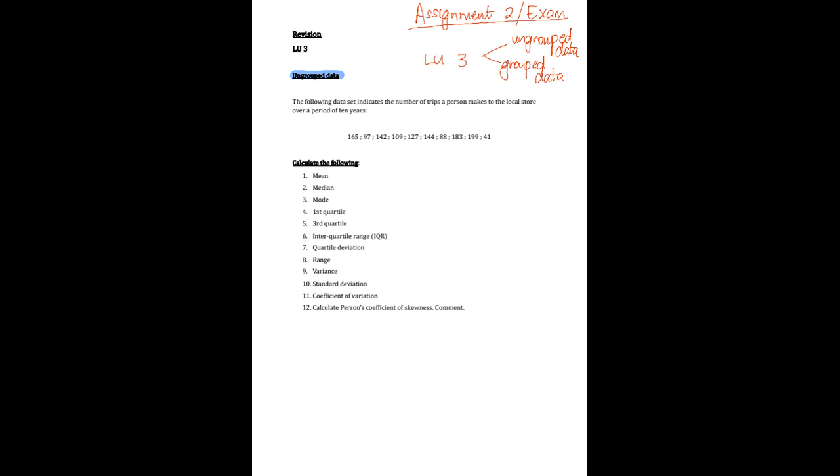But just to reiterate, these are the questions that could potentially come out of this learning unit. So not the entire learning unit is asked in an exam or your assignment 2. You will either choose between the grouped or the ungrouped section.